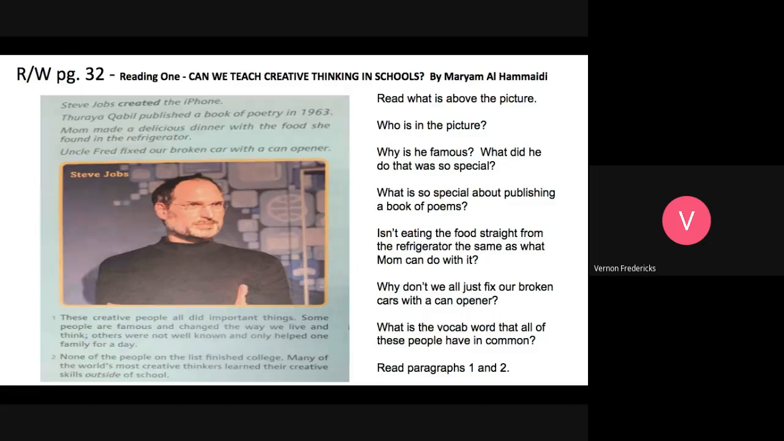Okay, who is this in the picture? I think everybody knows who this is. Why is this person famous? What did he do that was so special? Okay, I'm not going to give you the answers. His name is Steve Jobs, yeah? If you don't know what he did, please Google it and find out the answers and why he is so special. Okay.